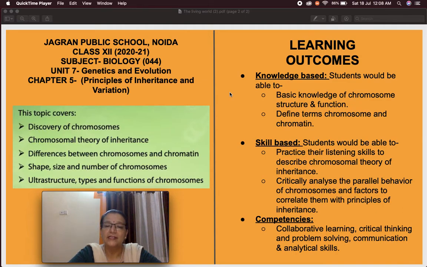The competencies, as usual, that can be developed after today's class, if you will get the proper learning, then you can use your collaborative learning skills, and you can collaborate your learning with your critical thinking and problem solving skills for better communication and analytical skills. Now, let's start our today's class.